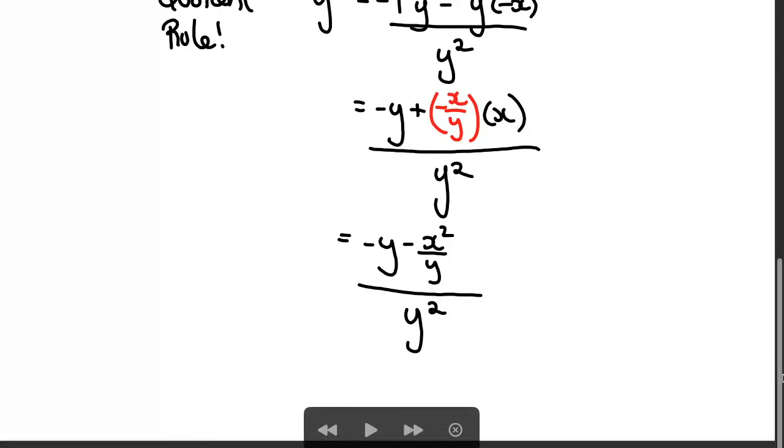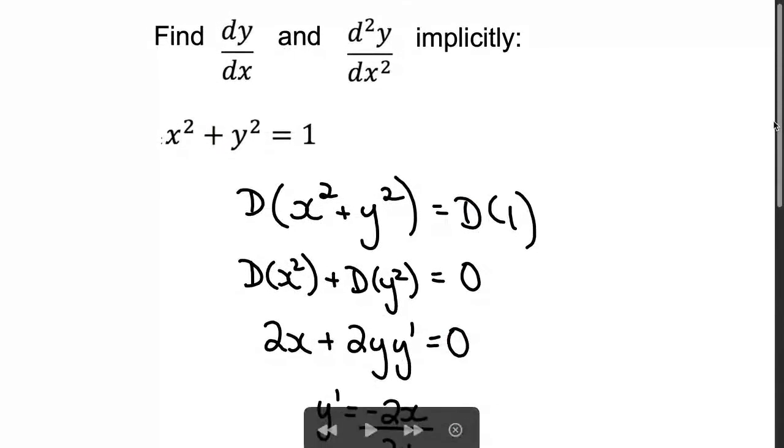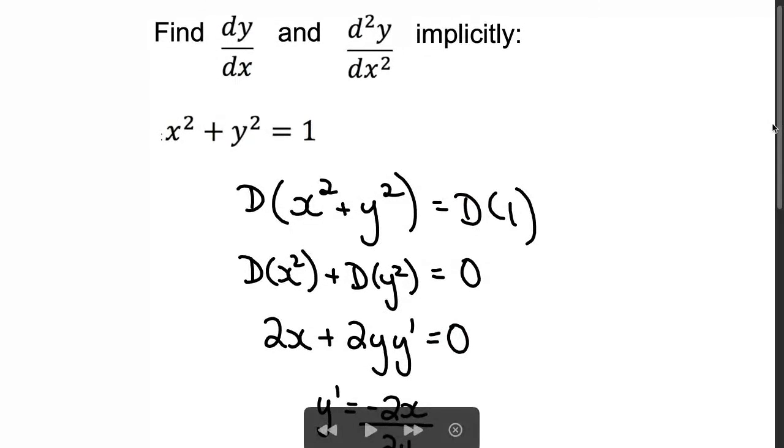So hopefully this gives you an idea of how to implicitly differentiate relationships that are a little bit more complicated and have both x's and y's in them. And there you go.